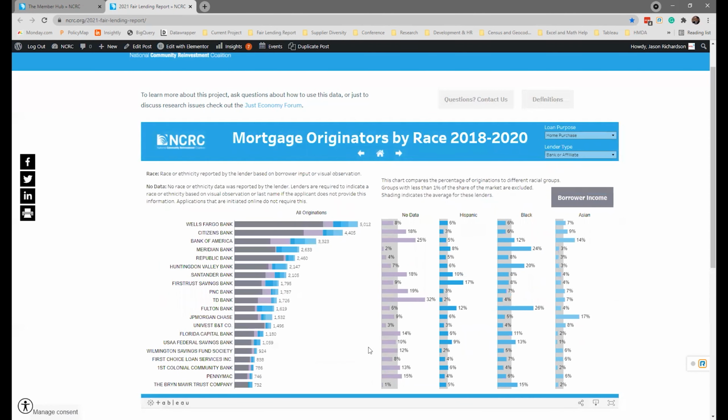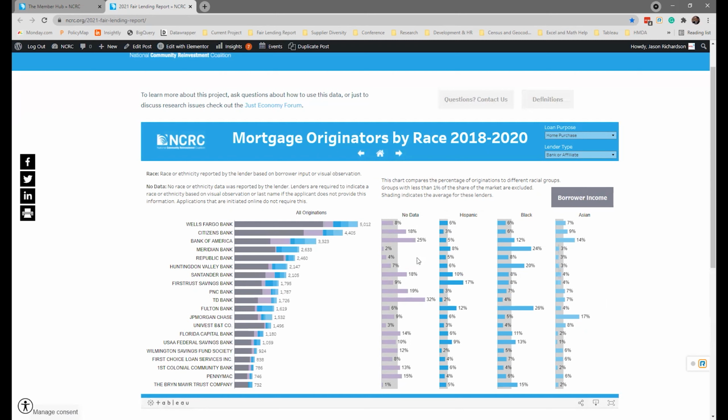Next, let's take a look at those top mortgage lenders and see how they do on lending to minority and low income borrowers. In this case, we're still looking at home purchase loans, and we're looking at the top 20 bank loan originators in the area. And this screen does a couple of things. It gives you the total number of home purchase originations. It gives you the number of those originations which lack demographic data. And then it gives you the amount made to each of the largest racial groups in the area.